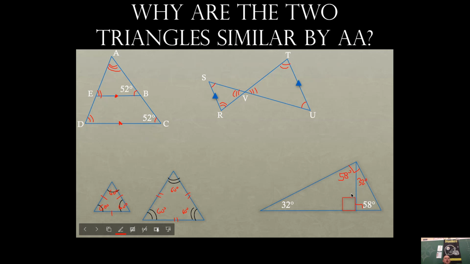Look at all of the triangles, not just two of them. Look at all three of them. We'll start with the little one. Here's your angles. 32, 58, 90. Look at your medium-sized triangle. 32, 58, 90. Look at your big right triangle. 32, 58, 90. All of them have that angle measure.